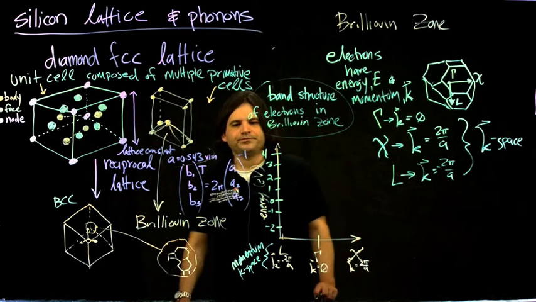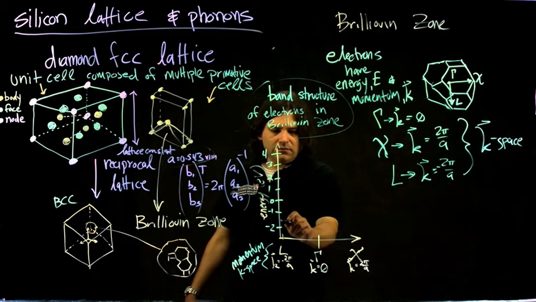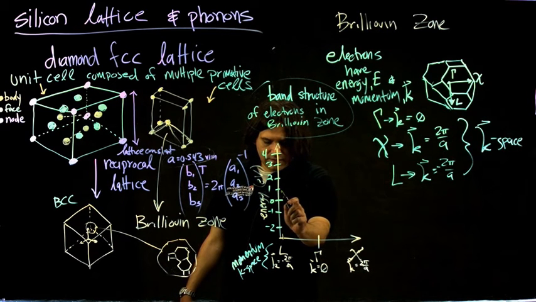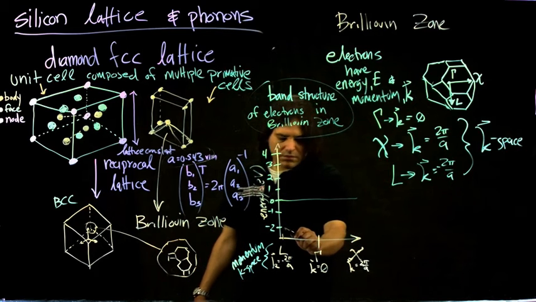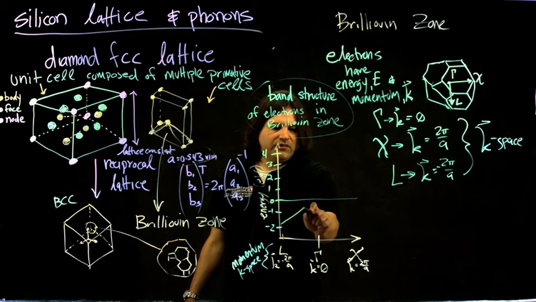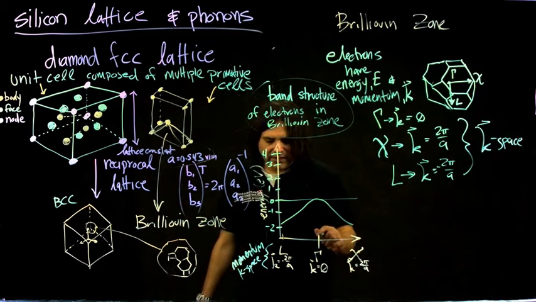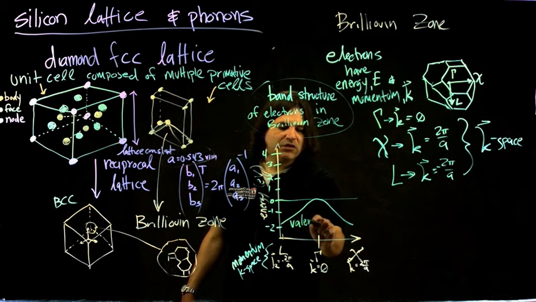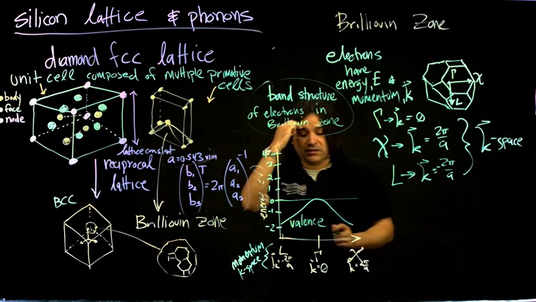Okay. So how does this look? Well, it looks something like this. Let's draw a line at 0. Then relative to that, you have this peak at 0 momentum, and it goes like that. That's the valence band. This is the ground state where the electrons sit normally without any excitation.